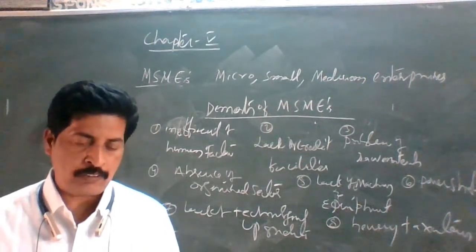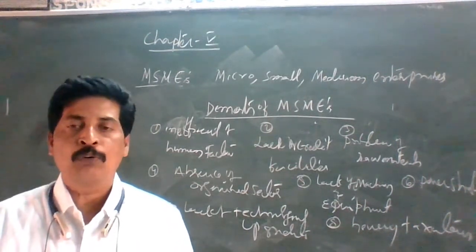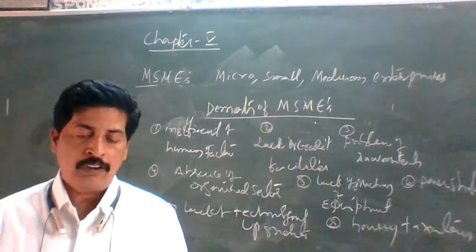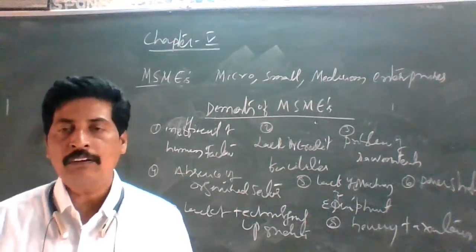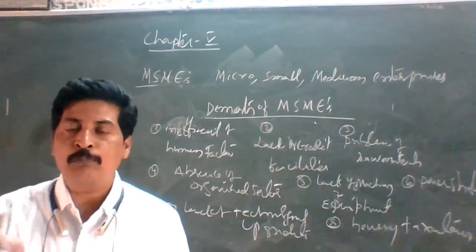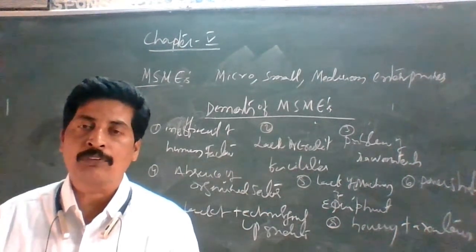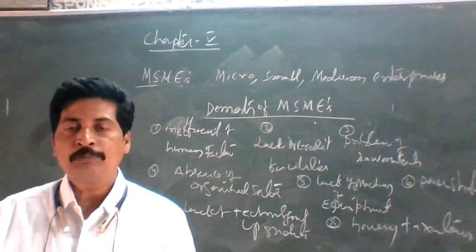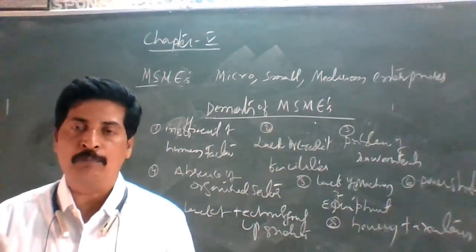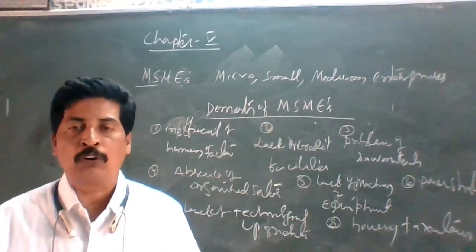In importance, what did we discuss? It is more employment potential, low capital cost, and labor intensive. Those three important points we have to mention when we write or talk about importance. Then coming to merits and demerits. Finally, we have to conclude it.